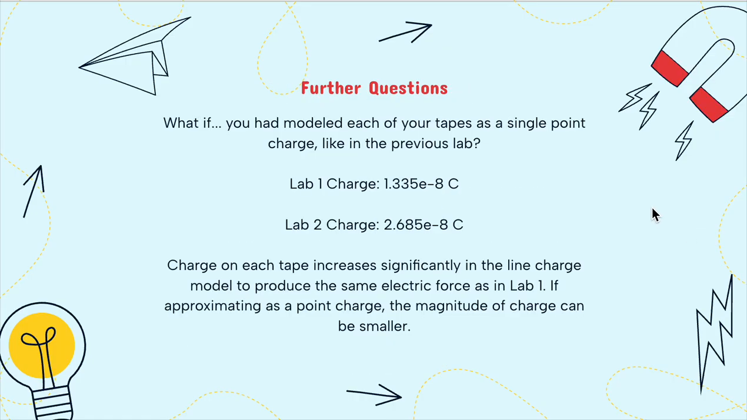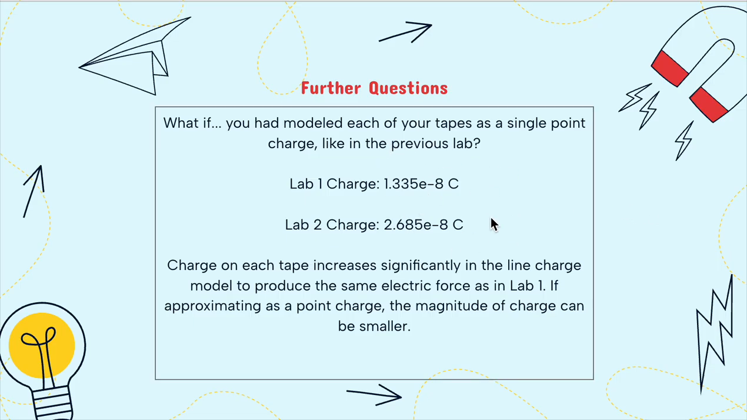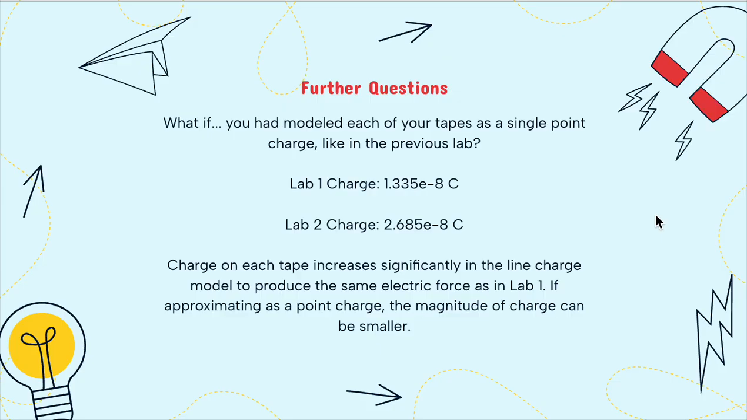So for the further questions, what if you had modeled each of your tapes as a single point charge like in the previous lab? Well, here are the values for the charges, and as we can see, the charge on each tape increases significantly in the line charge model to produce the same electric force as in Lab 1. If approximating as a point charge, the magnitude of charge can be smaller.